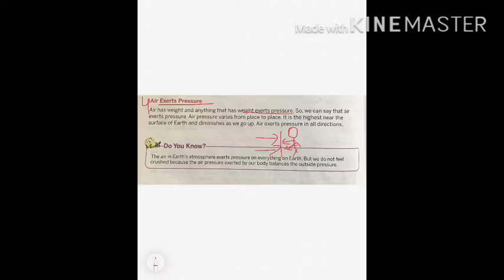Now, there is one more interesting thing about air pressure: air pressure is highest near the surface of the earth and it diminishes, means becomes less, as we go up. So here is the earth's surface, and as we go up, for example, up a high mountain, the air pressure decreases. Why? This happens because of the gravity of the earth. For example, I'm just drawing a diagram here.